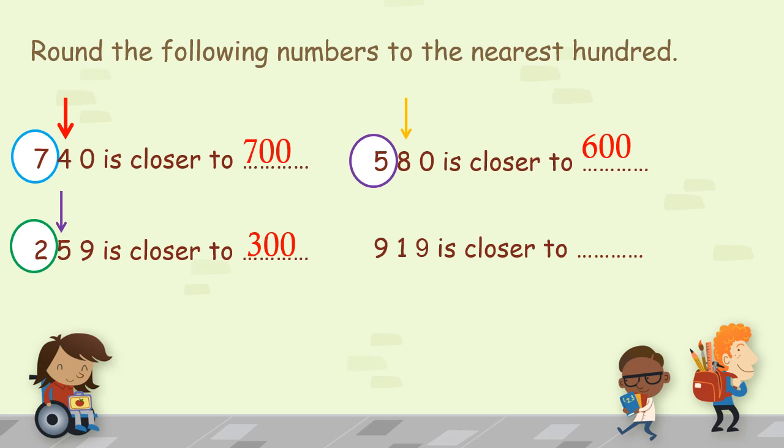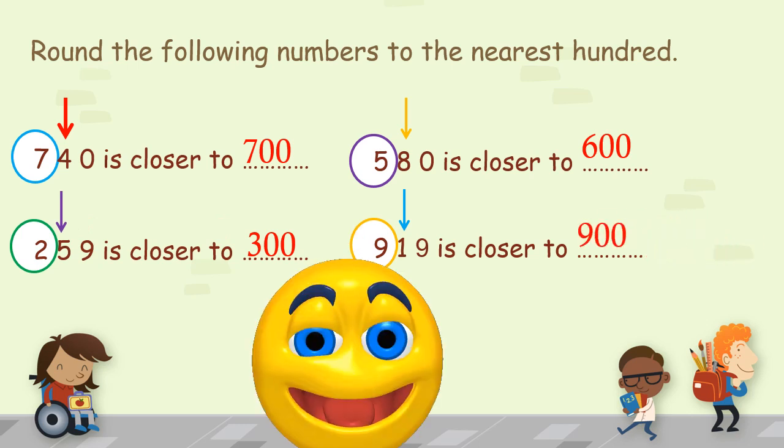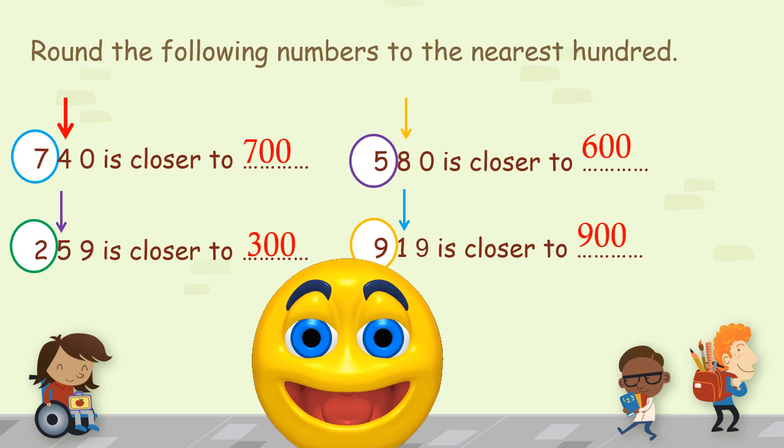Now, next example. Now you tell me what shall I do here? What shall I do? Hurry up. Can't hear you. Yes, excellent. Put a circle around the 100. And look at your tens. So, am I going to round up or round down? Yes, good job, primary 2. I'm going to round down. I'm going to go to the 900. Excellent. Good job.